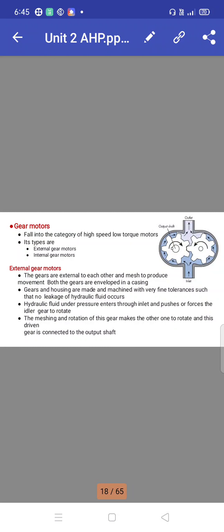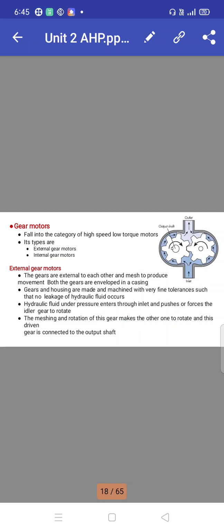Hi friends, we are discussing hydraulic actuators and components. Here we discuss the hydraulic motors, that is gear motors. Gear motors fall into the category of high speed, low torque motors. Its types are external gear motor and internal gear motor.